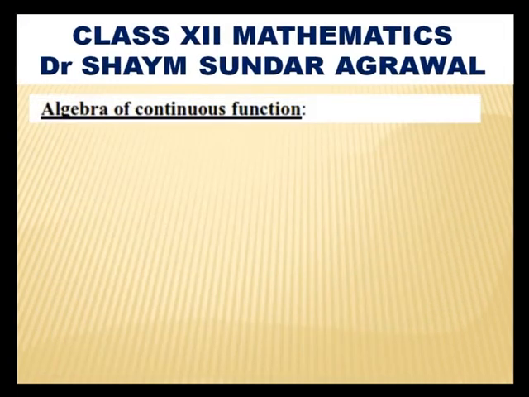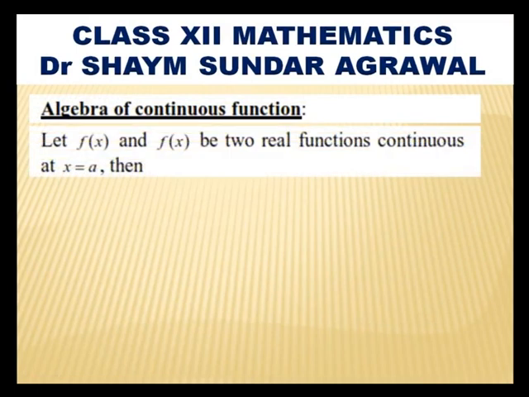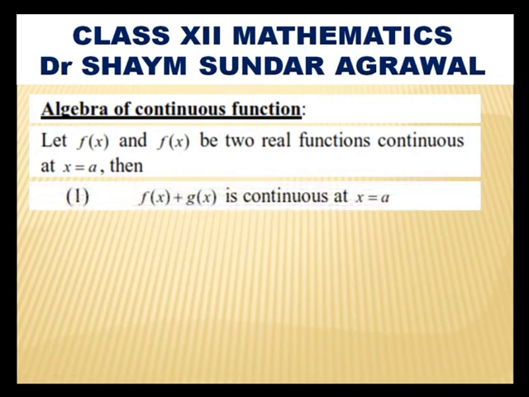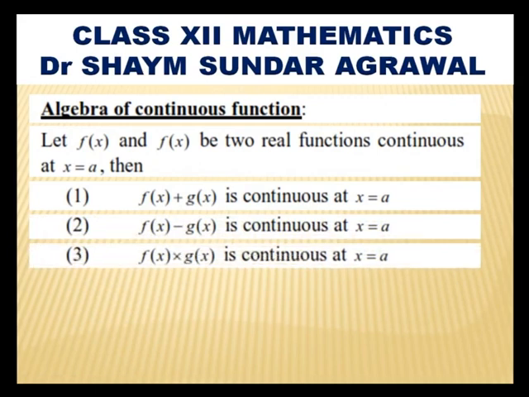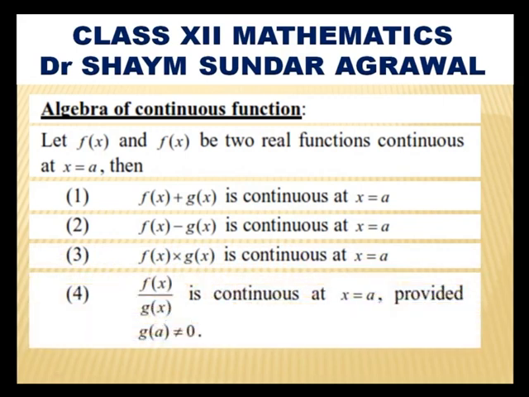Algebra of continuous functions. Let f(x) and g(x) be two real functions at x equals a. If f(x) and g(x) are two real functions and they are continuous at a point x equals a, then their addition is also continuous at x equals a. f(x) minus g(x) is also continuous at that point. f(x) into g(x) is also continuous at that point. f(x) by g(x) is also continuous at x equals a, provided g of a is not equal to 0.